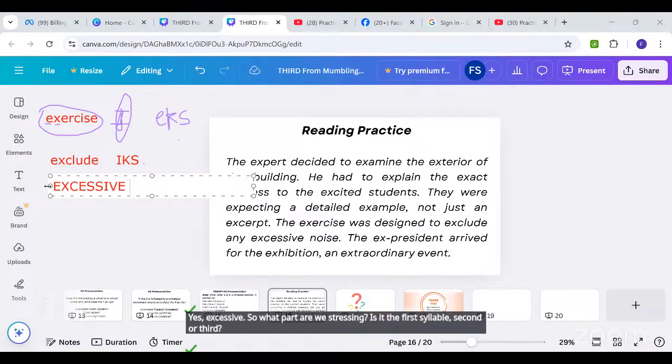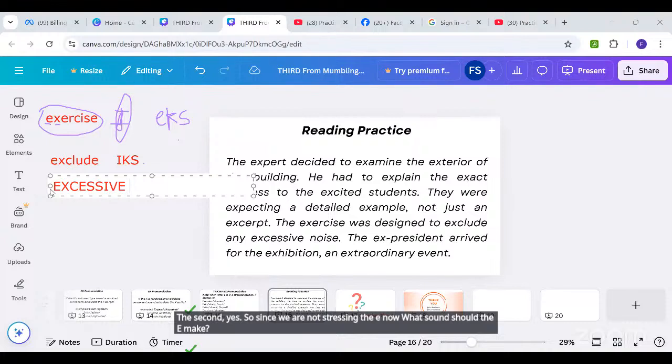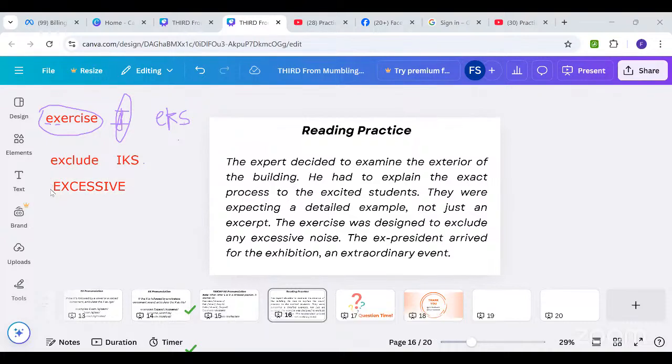Second syllable. The second, yes. So since we are not stressing the E now, what sound should the E make? Is it A or E? A. Okay, correct, because we are not stressing it, so it should make the A sound. Now the X, what sound do we have after the X? Is it voiced or voiceless? Voiceless. So because it is voiceless, what sound will the X make?